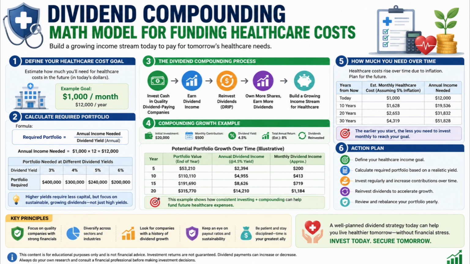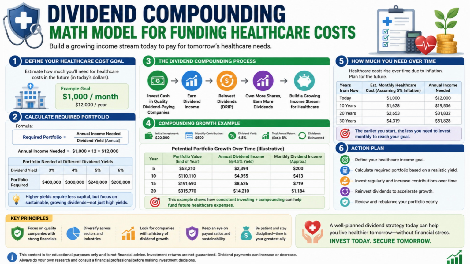Then, after 10 years, the portfolio could grow to around $110,110. At the same dividend yield, the annual dividend income could be approximately $4,955, or about $413 per month. After 15 years, the portfolio could reach around $191,690. This may generate about $8,626 per year, or around $719 per month.